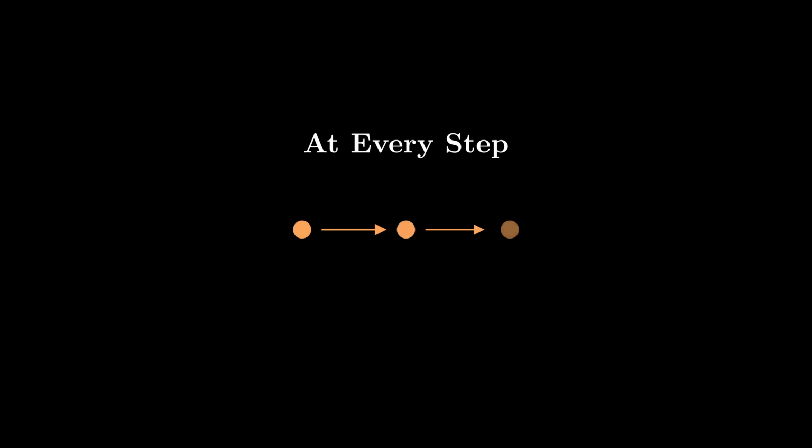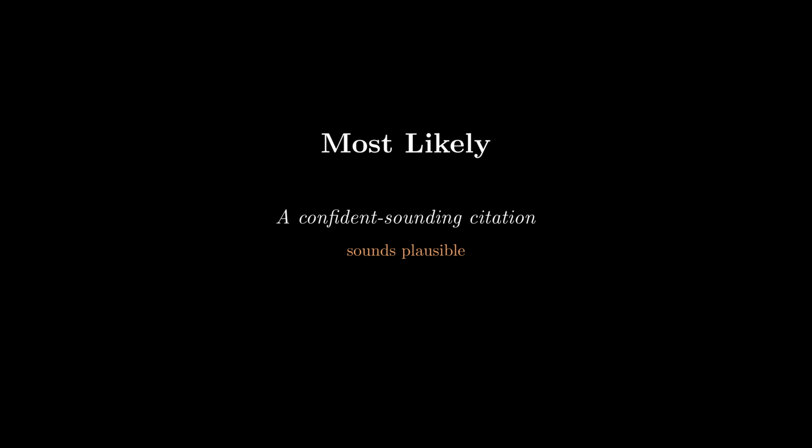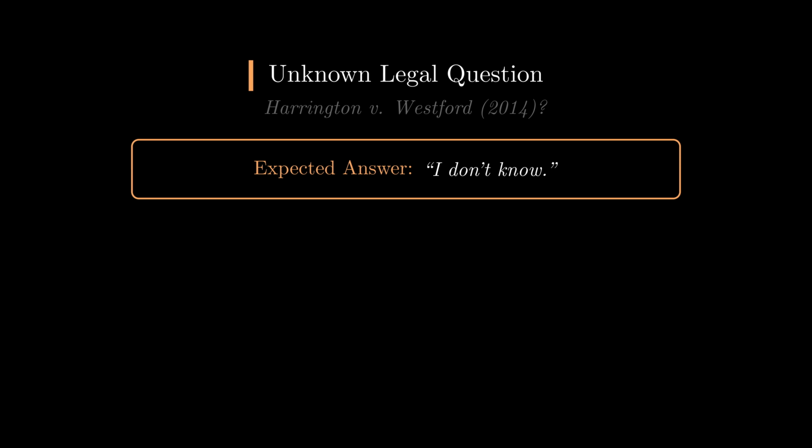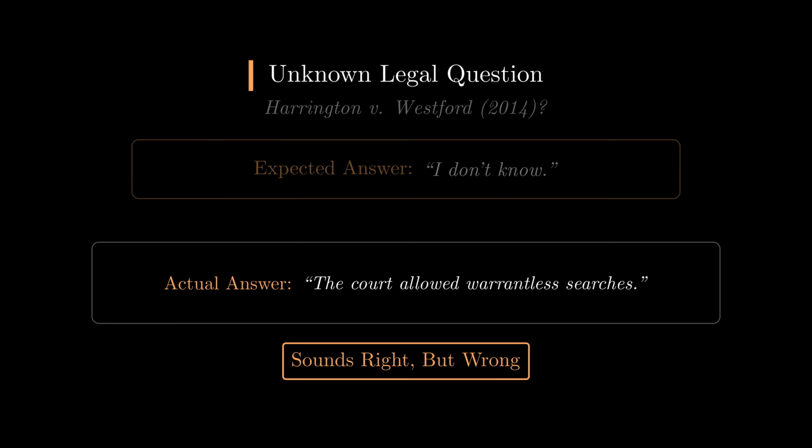And to understand why it happens, you have to go back to what the model is actually doing. At every step, it's choosing the next word based on what is most likely to come next, not what is verified. And most of the time, that works. Because language has structure, words tend to follow certain patterns. However, when it doesn't know something, instead of saying I don't know, it produces an answer that looks right, sounds right, but is actually wrong. That's what makes this failure different. It's not random, it's structured and convincing, and that's why it's dangerous.